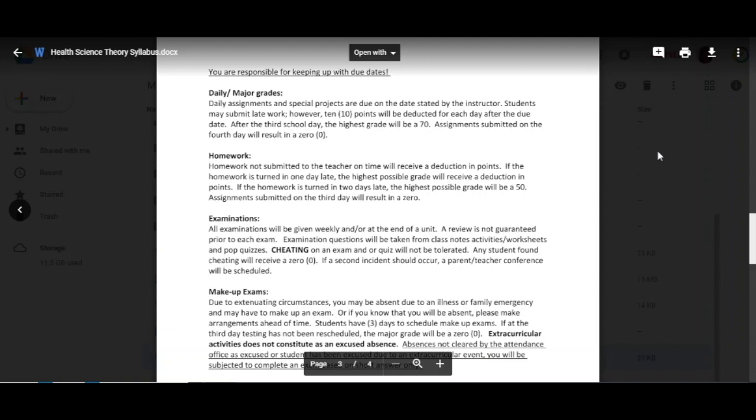Examinations. All examinations will be given weekly or at the end of a unit. A review is not guaranteed prior to each exam. Each exam question will be taken from class notes, activities, worksheets, and pop quizzes.